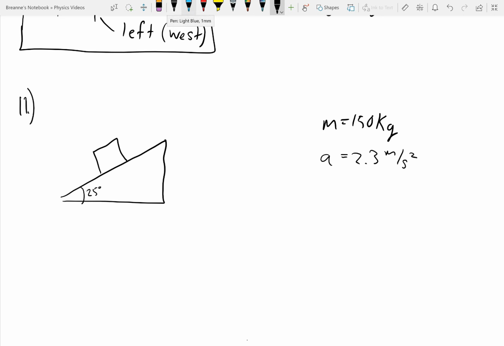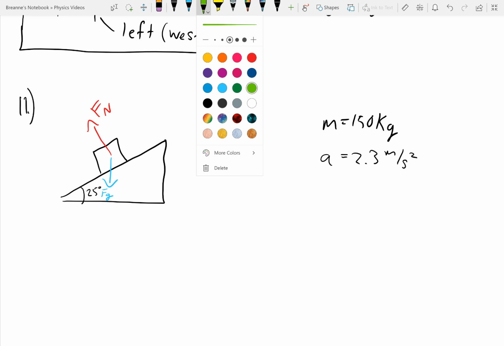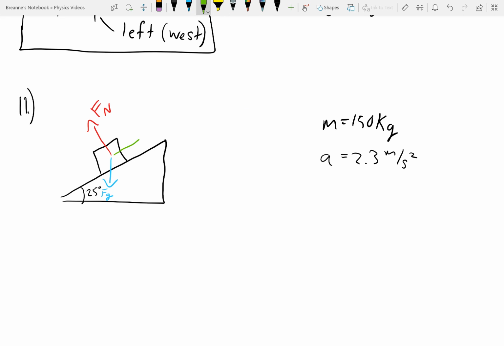Biggest thing to help you on this is to do your free body diagrams. So force of gravity always goes straight down. Now you have your force of normal, which is always perpendicular to the surface. And you know you have force of friction because it's labeled there. So you have the force of friction keeping the box on the ramp. So those are our three big forces.